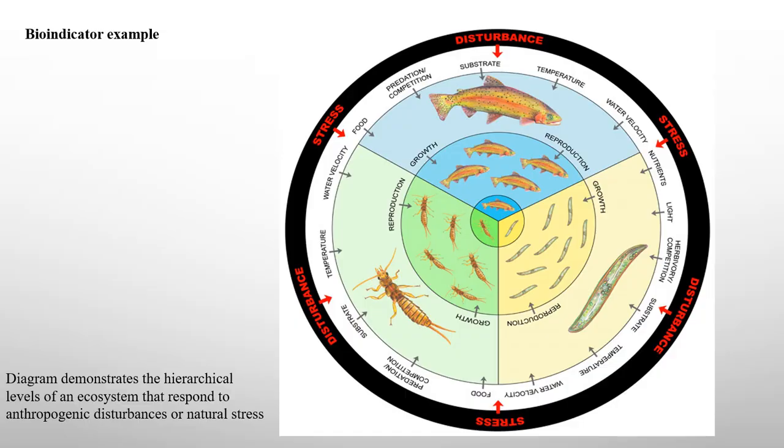Now here is an example of how this bioindicator species works in a composite environment. Considering this diagram, it demonstrates the hierarchical levels of an ecosystem that respond to anthropogenic disturbances and natural stress.